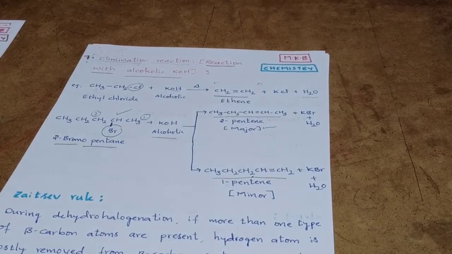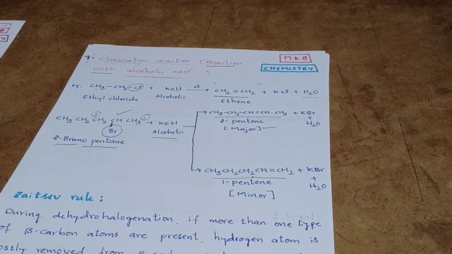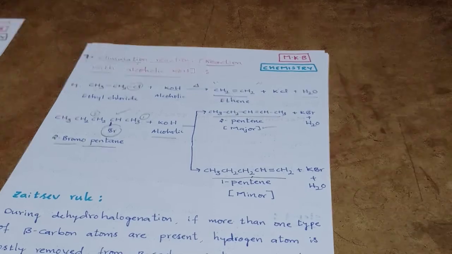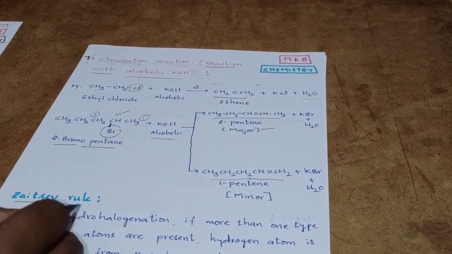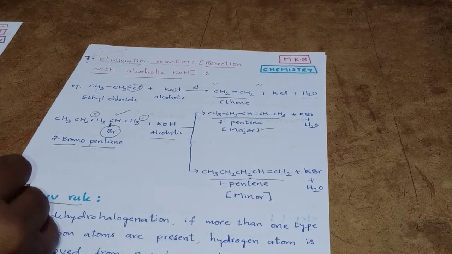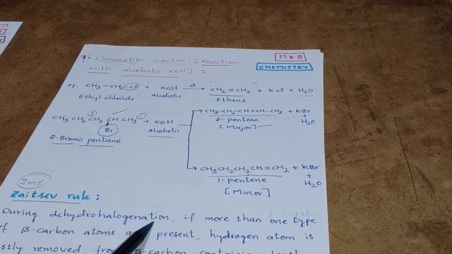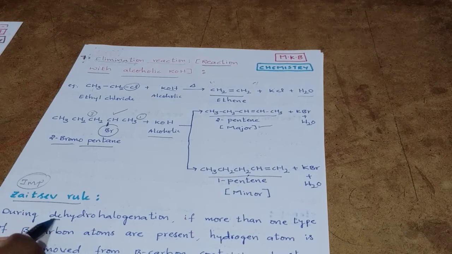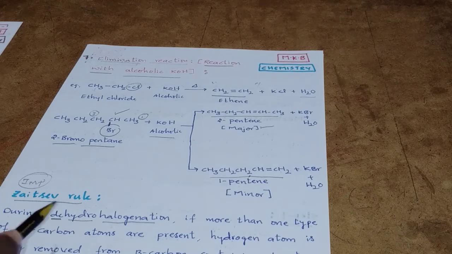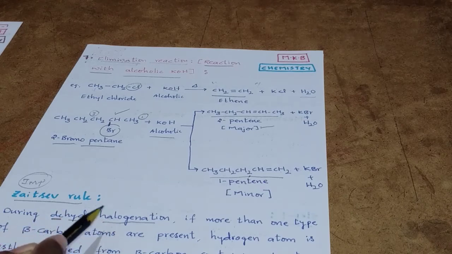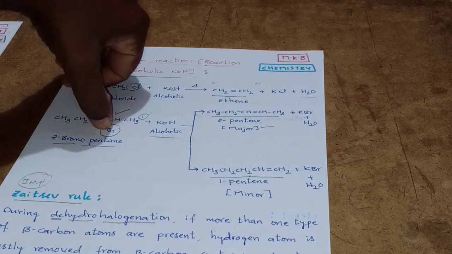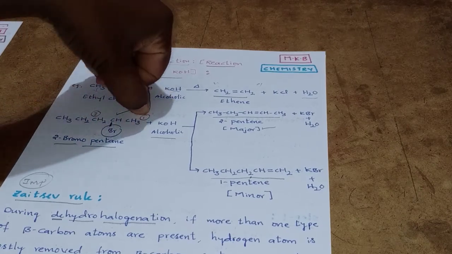Without having the knowledge of thermodynamic stability, how do we predict the major product? Then we have to follow a very simple rule called Zaitsev's rule. This is also very important. According to this rule, during dehydrohalogenation, de means removal, hydro means hydrogen, halogenation means halogen. That means we have to remove hydrogen and halogen. That's what we have done here. We have removed halogen and hydrogen.